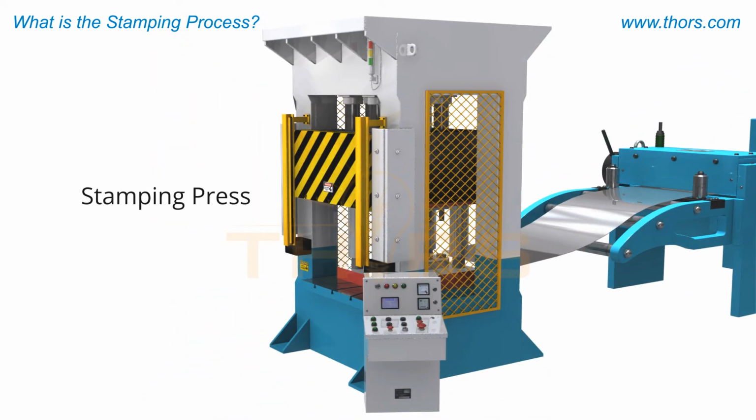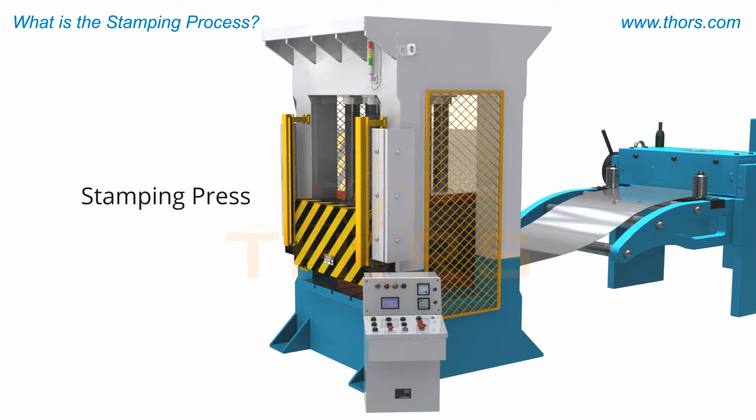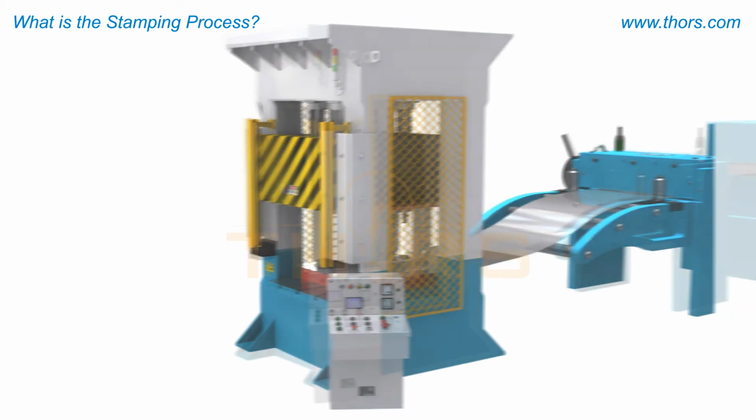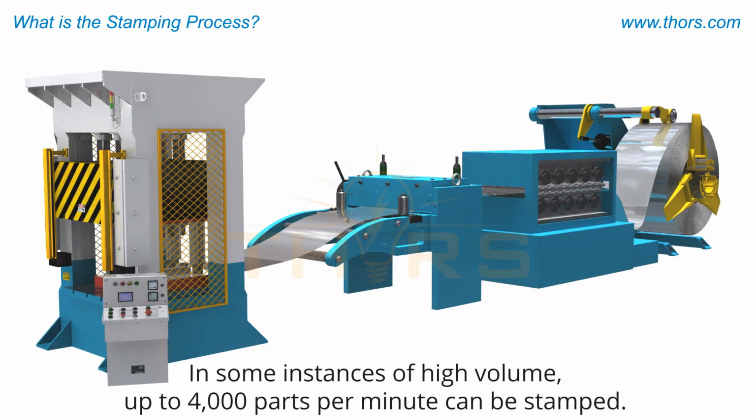The press, under power, moves the die to a closed position, which causes the die to perform the processes for which it was designed. The press then returns to its open position as the material indexes and a new blank is introduced. This allows the stamping process to occur in a continuous cycle. In some instances of high volume, up to 4,000 parts per minute can be stamped.